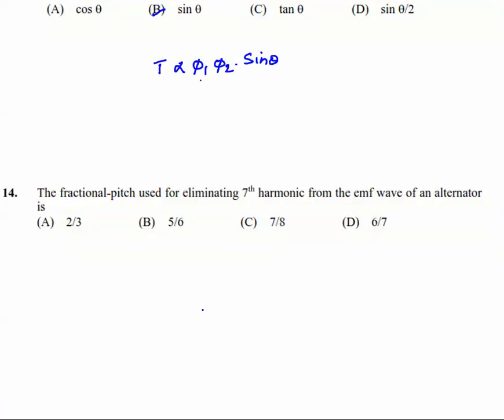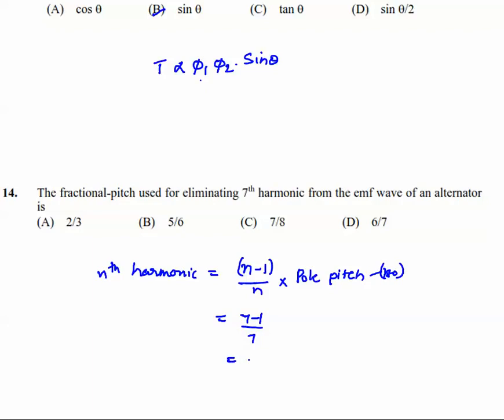And next question: the fractional pitch used for eliminating the 7th harmonic from the EMF wave of an alternator is? The formula for the fractional pitch used for eliminating the nth harmonic is (n − 1) divided by n into pole pitch. Normally it is taken as 180 degrees electrical, so for the 7th harmonic, 7 minus 1 divided by 7, this is equal to 6 by 7, and the answer for this case is D.